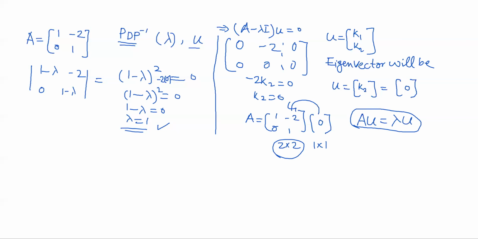So in this case, in mathematical form, what we will say is that the eigenspace associated with this case is one dimensional. So we can say that the eigenspace obtained is one dimensional.